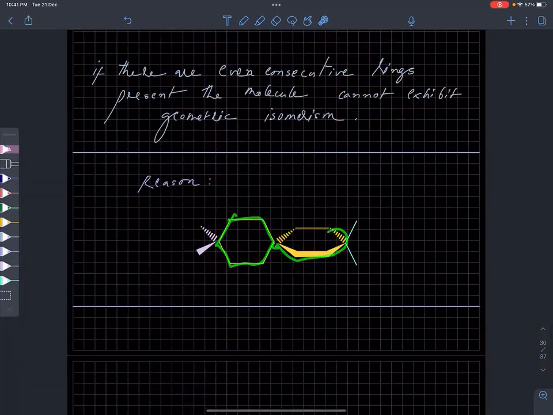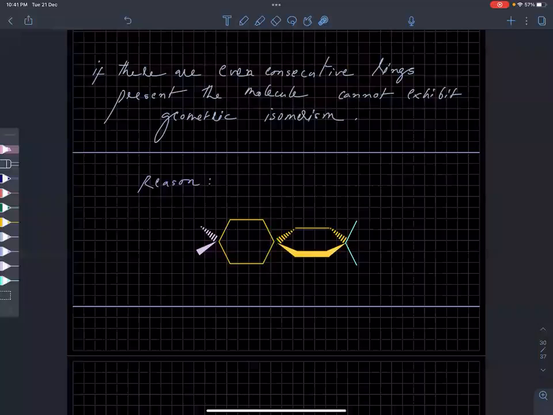Because this is which carbon? Three carbon, right? sp3 means what? Tetrahedral, right? Tetrahedral means two will be in one plane, one will be at front and one will be at back. Clear? So this ring will be like this. Whereas here, one will be at front and one will be at back. This is already at back and front.